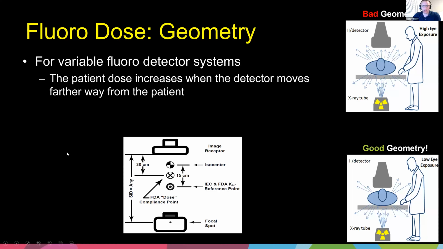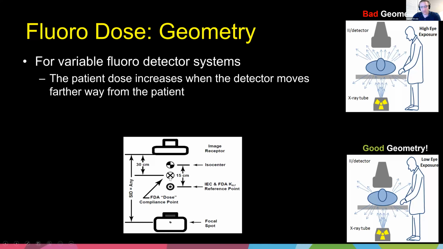All right, so geometry. We talked a lot about this idea of the isocenter and the international reference point, that being the point where we do all of our dose calculations. There's another point that's very important. You see this little X right here. So here's isocenter, and here's this point. It's called the compliance point, or if you're in the US, it's called the FDA point. It's 30 centimeters from the detector. It's always fixed 30 centimeters from the detector.